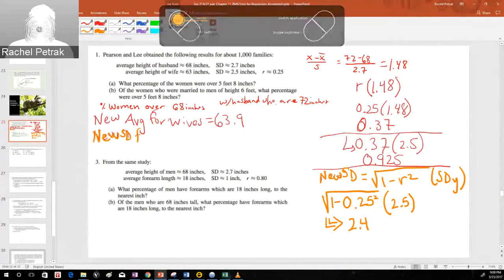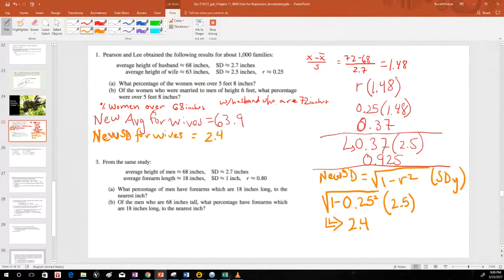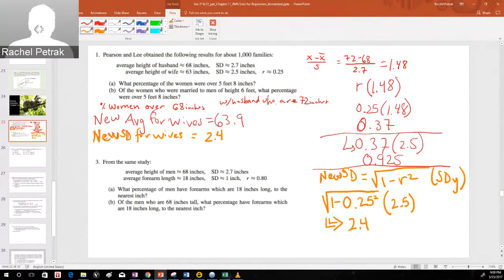Technically for wives again. Now we have the information we need to answer question B. Of the women who were married to men of height 6 feet, what percentage were over 5 feet 8 inches? Well, based on a new average of 63.9 inches, which is approximately 5 feet 4 inches, we can use our new average to help us get this prediction.